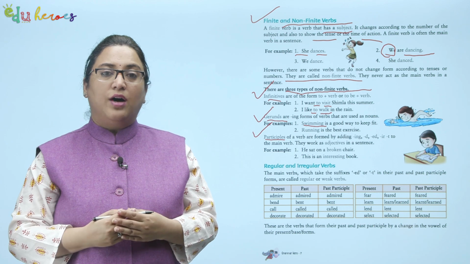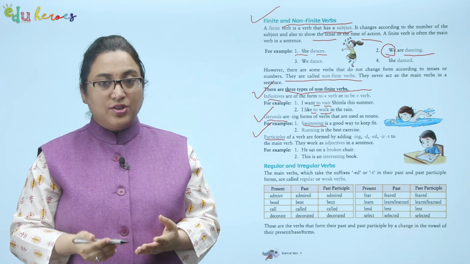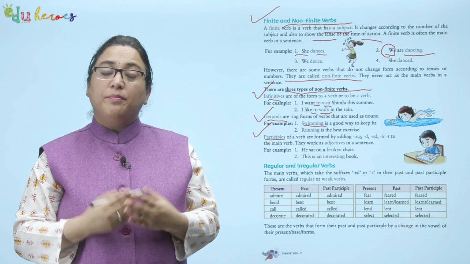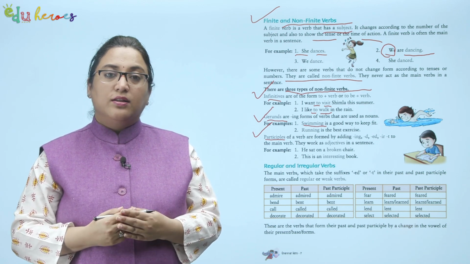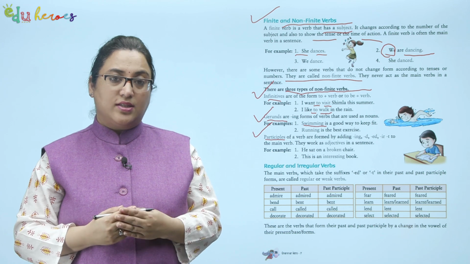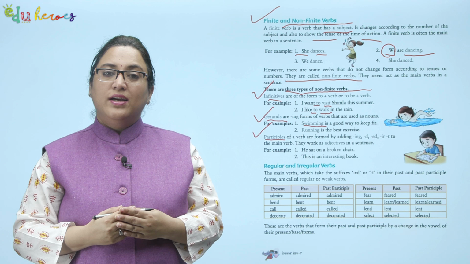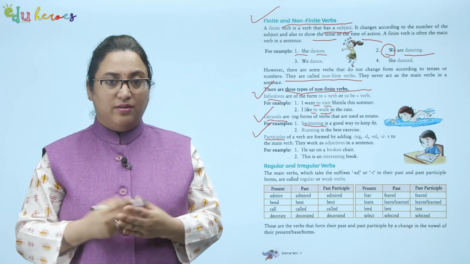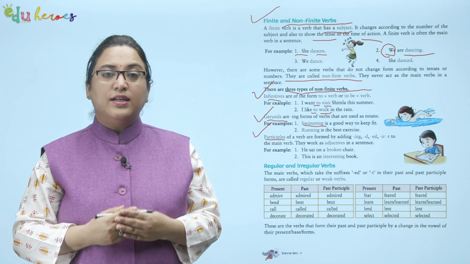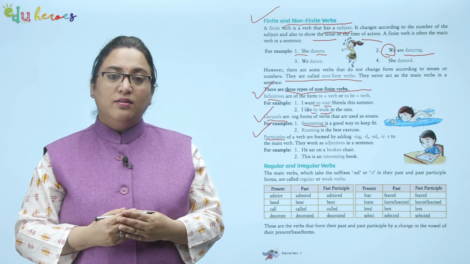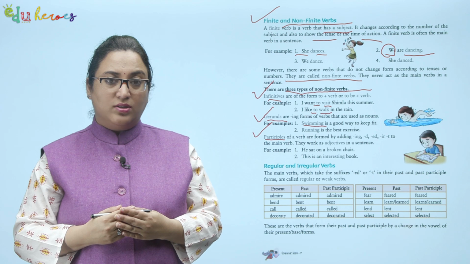Participles of a verb are formed by adding ing, d, ed, ir, t to the main verb. They work as adjectives in a sentence. Let's read along. He sat on a broken chair. This is an interesting book. So here they are describing these nouns.